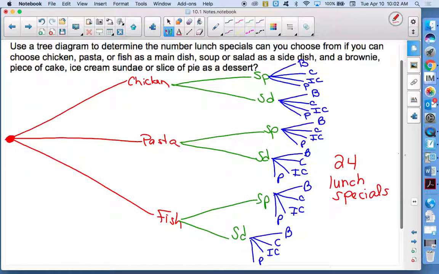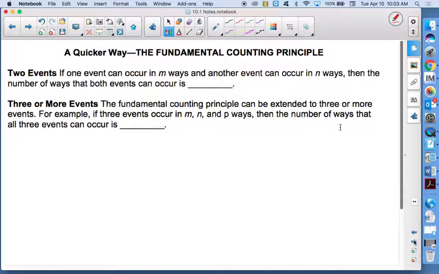So instead of going through all of this tree diagram, which really takes a lot of time and a lot of space, there is a shorter way to do that, and that's called the fundamental counting principle. So instead of making this huge tree diagram and listing all of our options, we can instead just take the number of ways that the first thing occurs and the number of ways that the second event occurs and just multiply those two options or number of ways together.